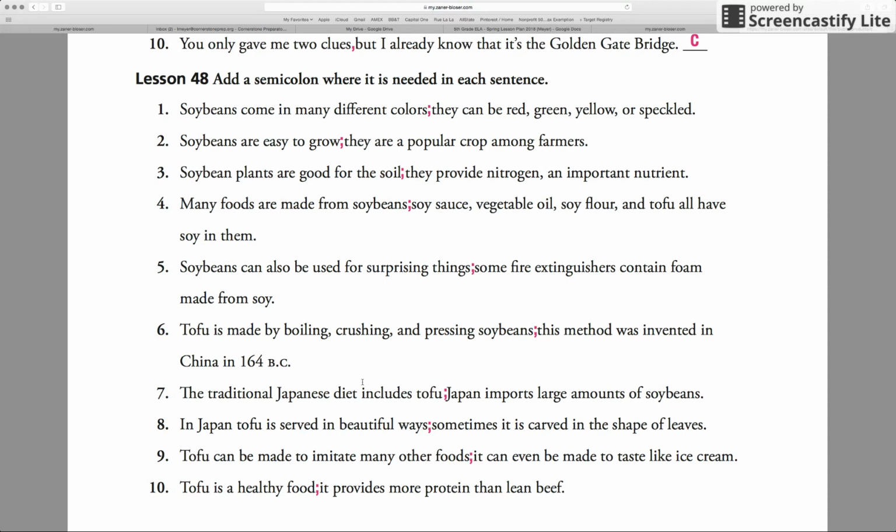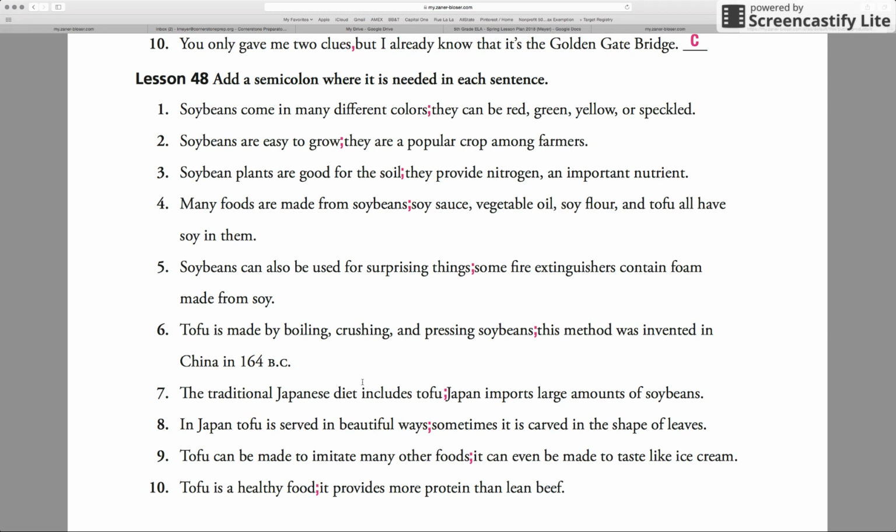So when you're considering using a semicolon, you've got to make sure that those 2 pieces of information are related to each other. So again, we're going to go over the first 3 and then pause the video so you can check the rest. Number 1, you're putting the semicolon in between colors and they. So your 2 independent clauses in this sentence are: soybeans come in many different colors. They can be red, green, yellow, or speckled. These 2 clauses are related because the first one is telling you that they come in many different colors.